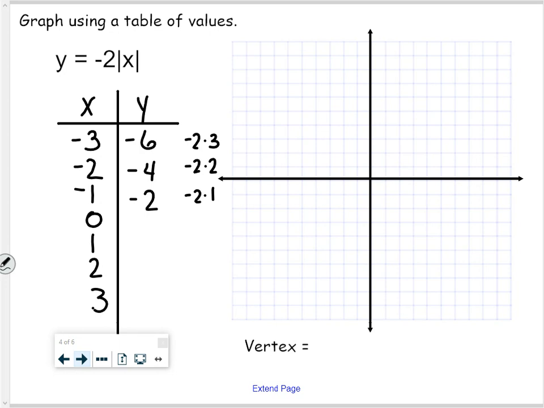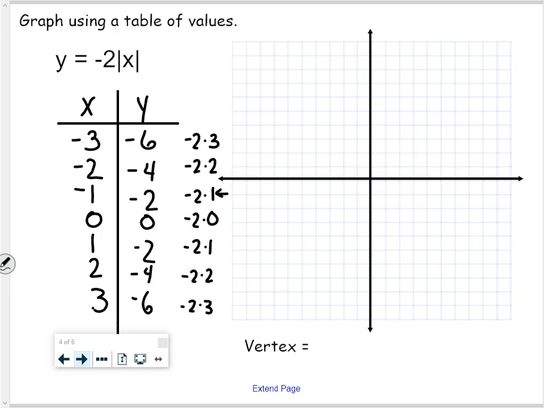When I put a 0 in, the absolute value of 0 is 0, and 0 times anything is 0, right? -2 times 0. When I substitute 1 in, I get 1 for an absolute value, and I'll have -2 times 1. Again, notice that that's exactly the same as this one right here, so that's a -2. When I substitute 2 in, I get 2 times -2, which is -4. And when I substitute the 3 in, the absolute value of 3 is 3, so -6.